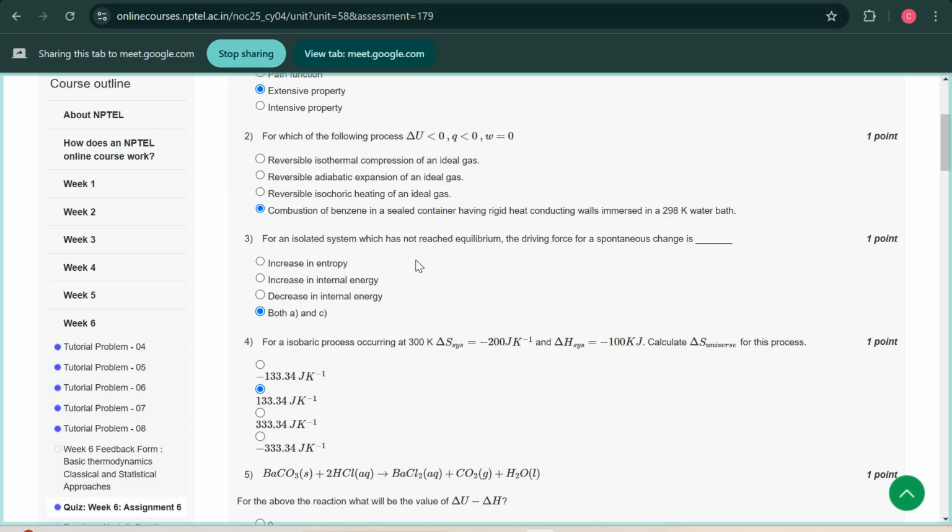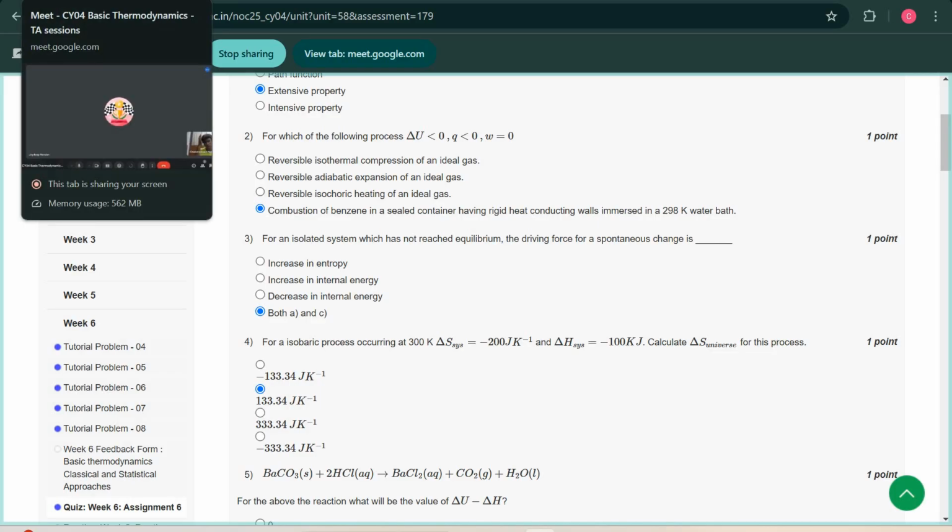Question 3 is: for an isolated system which has not reached equilibrium, the driving force for a spontaneous change is what? Correct? Yes, sir. Actually, an important driving force is the increase in entropy, but there will also be a decrease in the internal energy, which is both potential and kinetic energy. That is also a driving force. This will be clear when sir teaches us Gibbs free energy. Okay, sir.